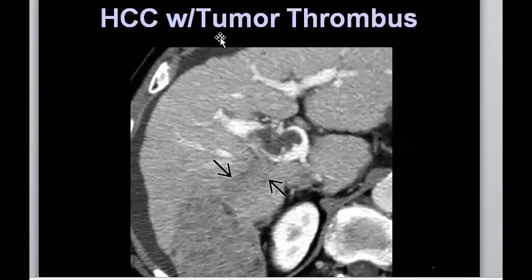So again, HCC with liver cirrhosis and with tumor thrombosis. So if I ask you how to differentiate between tumoral thrombosis and the thrombosis without tumor, or bland thrombus, the enhancement. So the thrombus enhanced. Perfect. So the thrombus which has tumor will enhance and follow the tumor. So it will be arterial enhancing and wash out in the portal phase. Perfect.